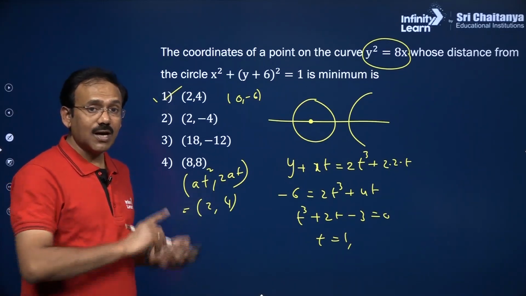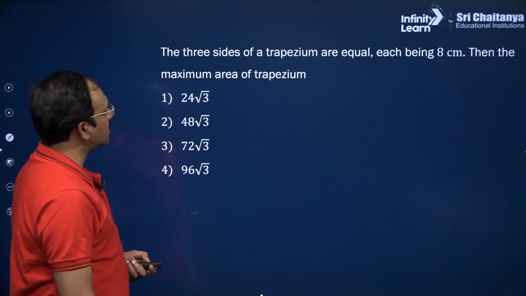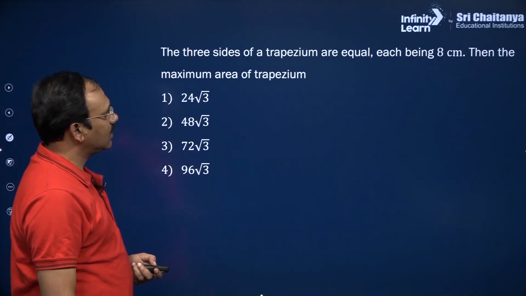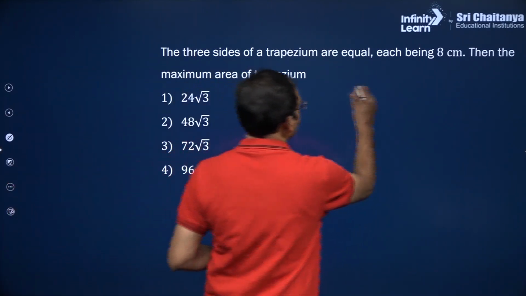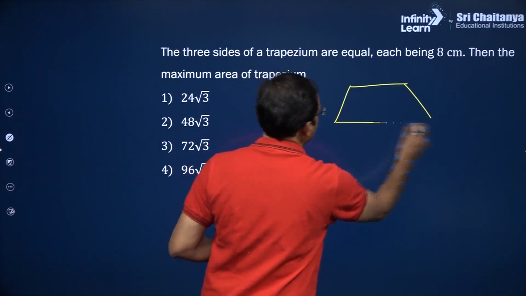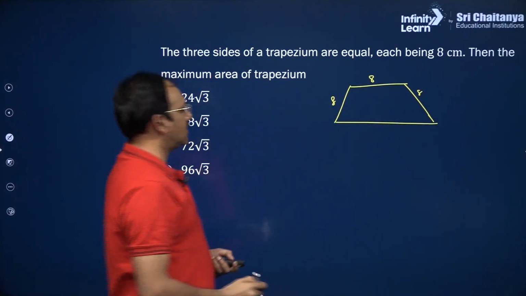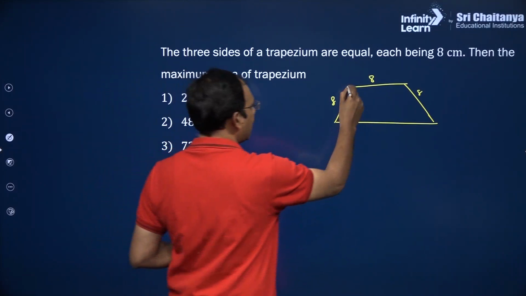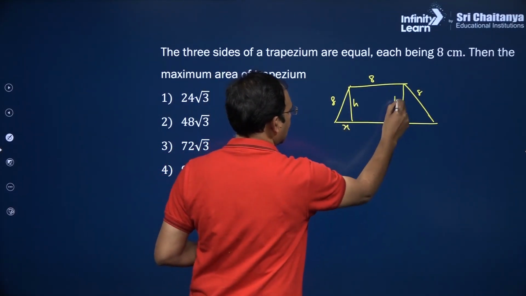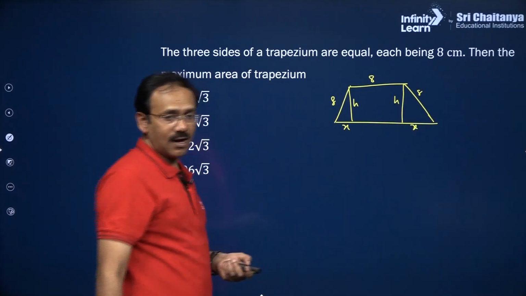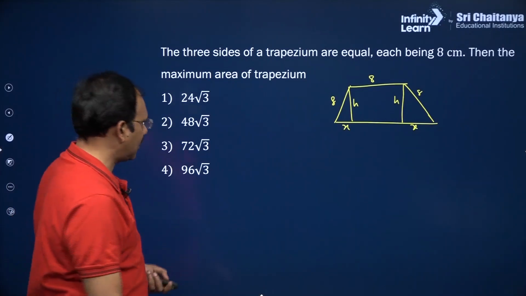So do remember the shortest distance will be along the common normal. Next, the three sides of a trapezium are equal, each side being 8, then find the maximum area of the trapezium. Suppose the trapezium is like this, each side is 8, and I want to maximize the area. By symmetry it must be an isosceles trapezium, undoubtedly.